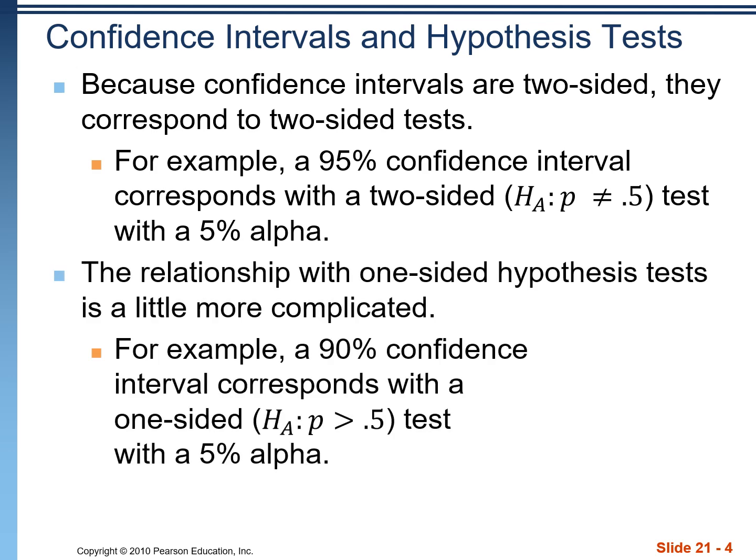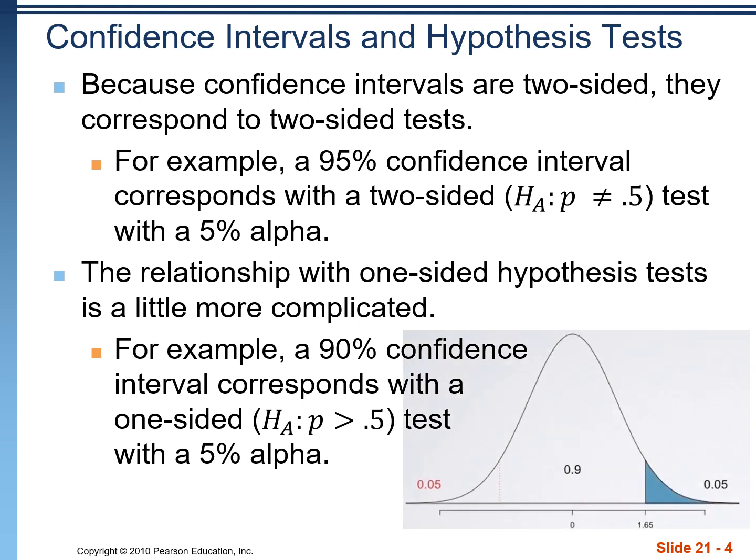Okay, one-sided hypothesis tests, it gets a little harder to match up with a confidence interval. So for example, a 90% confidence interval corresponds with a 5% one-sided test. Reason being, if we look at this 5% hypothesis test here on the right, we have 5% all on the right side. This would match up with a 90% confidence interval because there's 90% in the middle here. It stops right here, and this 5% on the left kind of just gets thrown away and ignored. We don't care about it.